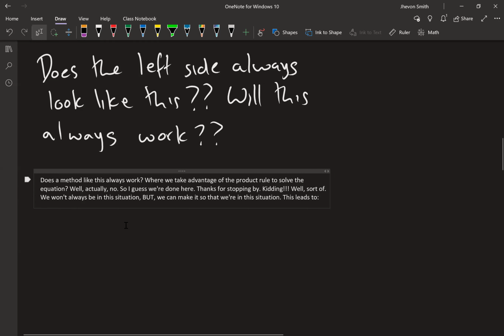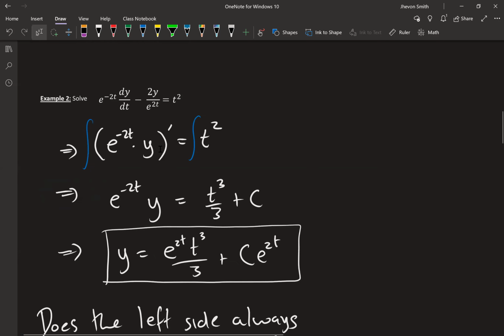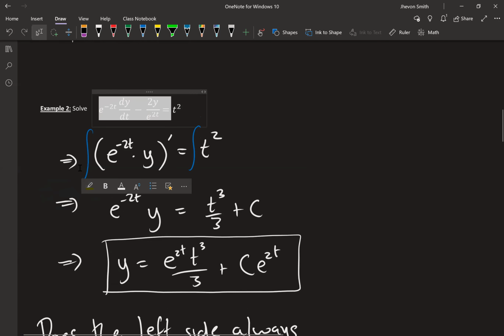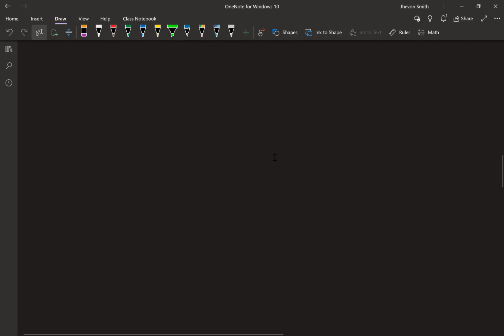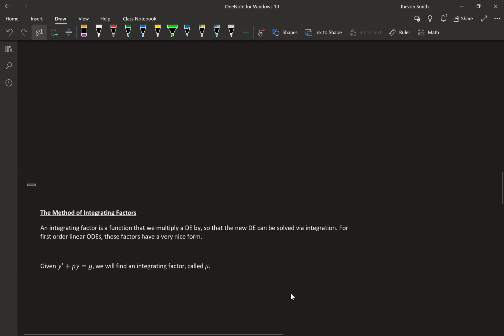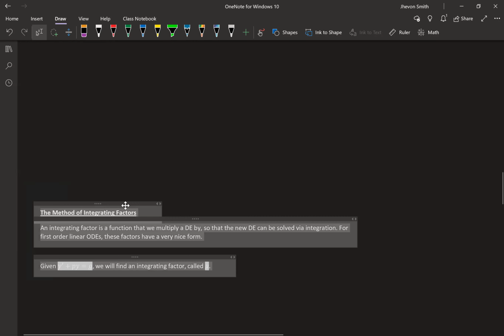Actually, the answer is no. And yeah, so I guess we're done here. Thanks for stopping by. Okay, I'm kidding. So it turns out that there are situations where the left side is not going to be this nice form. However, for a first order linear differential equation, theoretically, we can always transform it to look like a form like this. This leads to something that we call the method of integrating factors.